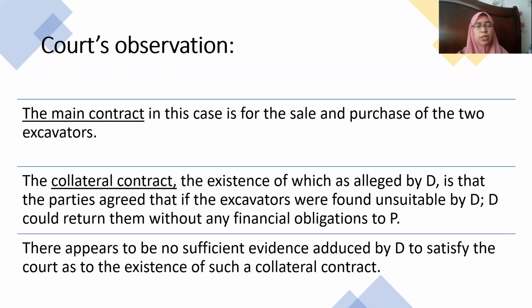So this is the court's observation. The court said, first we look at the main contract. What's the main contract here? The main contract in this case is for the sale and purchase of the two excavators. And what is the collateral contract here? The one who alleged this collateral contract is the defendant. Defendant said if the parties agreed, if the excavators were found unsuitable by defendant, defendant could return them without any financial obligations. But again, from the evidence, there was no sufficient evidence by defendant to satisfy the court. The court cannot simply admit that there was such an oral collateral contract here.